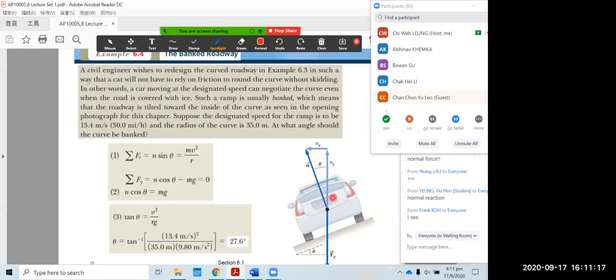And we just consider the component of the normal force. We just use the normal force component for taking the corner. So that is the idea.